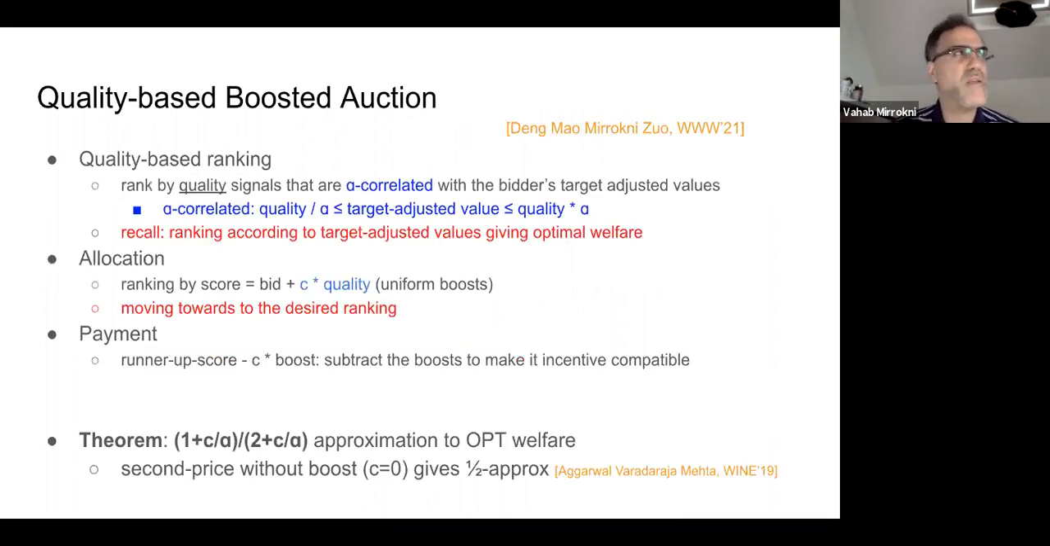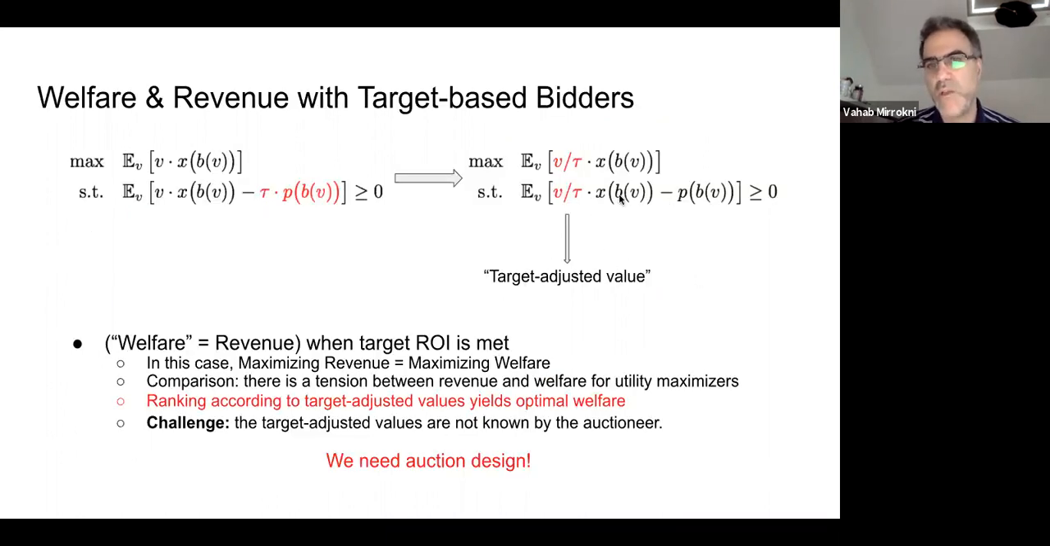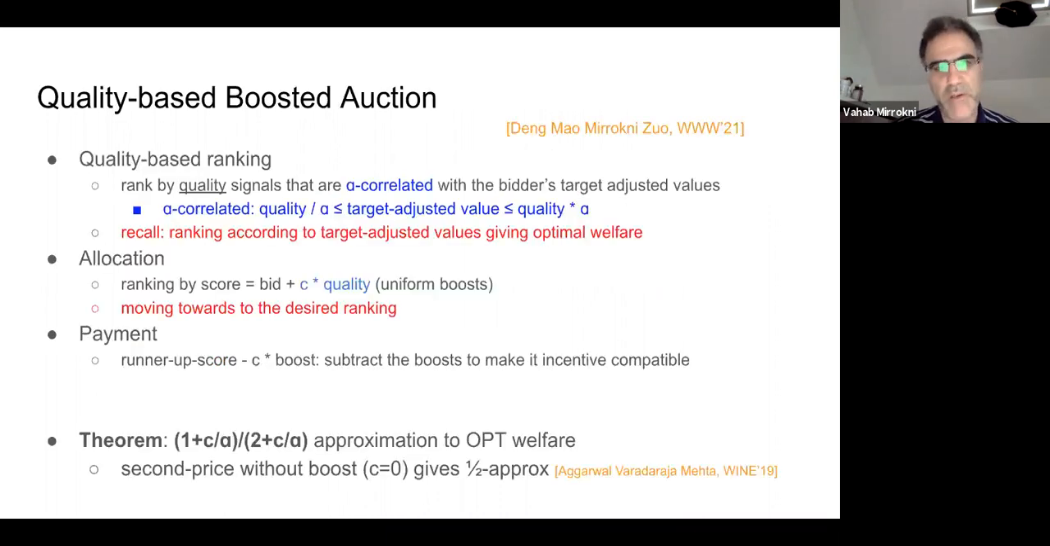And as I said, if you run a simple second price auction without taking into account the target adjusted value, in equilibrium after the buyer's response, the welfare of the outcome is 1/2 of the optimum welfare. So in this recent paper, we have what we call the quality-based boosted auction, where the ranking of the advertisers is what we call the quality-based ranking. So we first come up with a quality signal or quality score that is correlated with the target adjusted value.